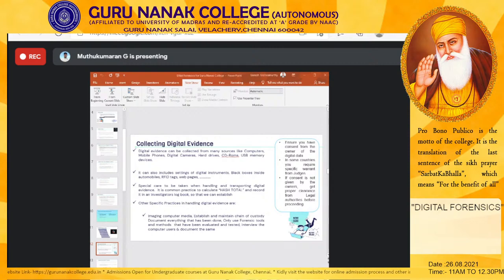Mind you that some of these software are available free, but some of them are quite expensive, and not all people will have access to some of these tools.